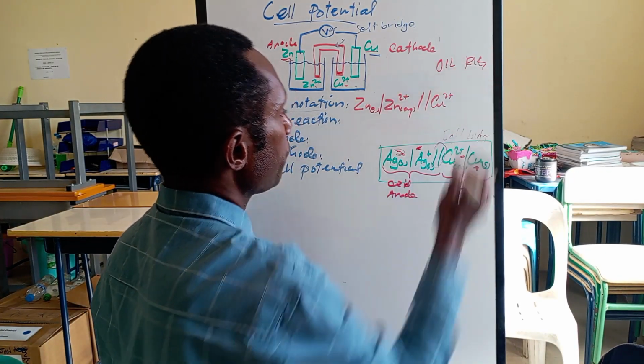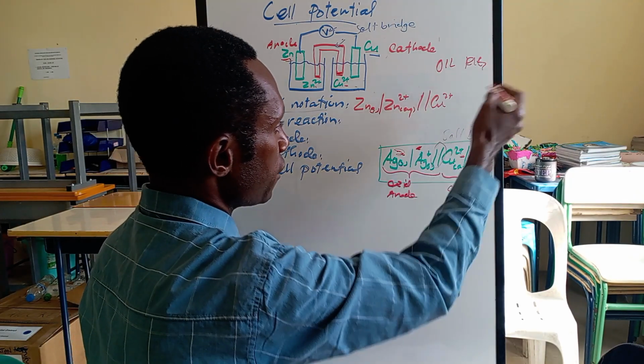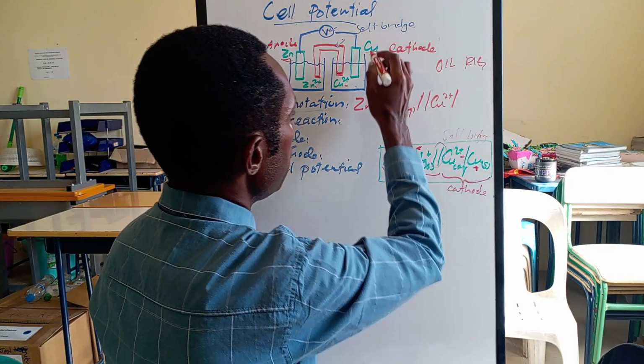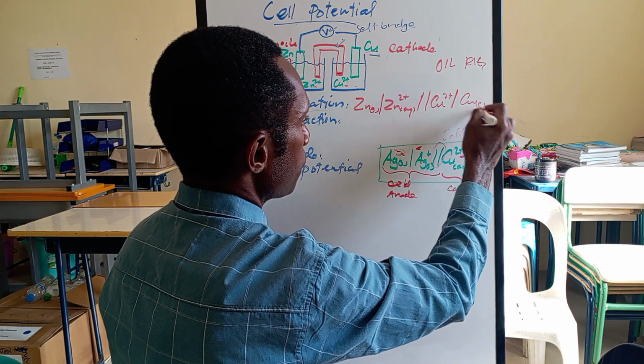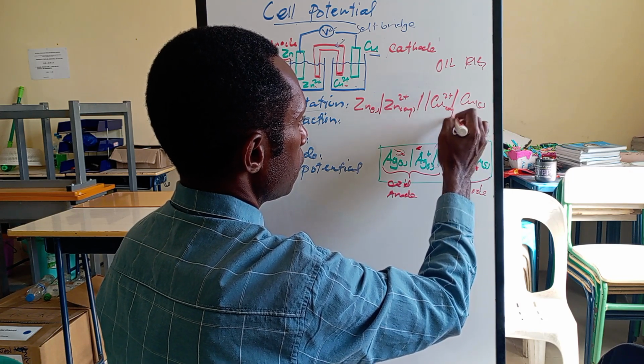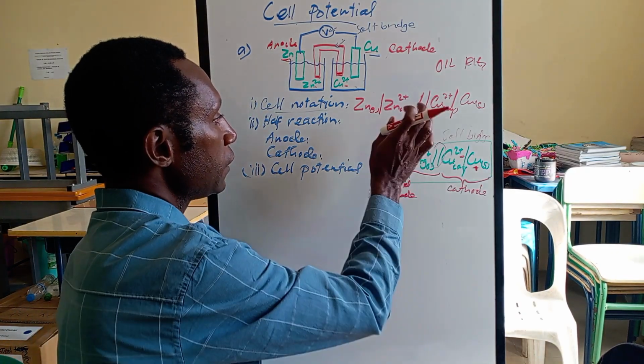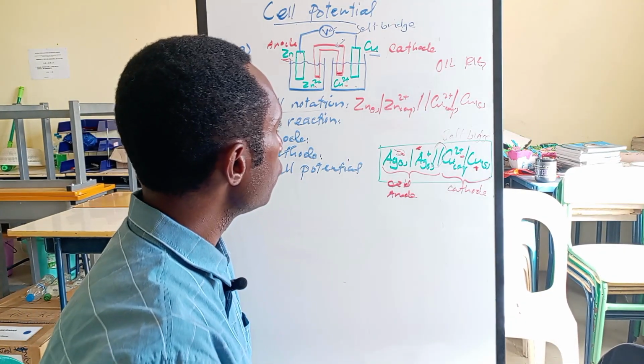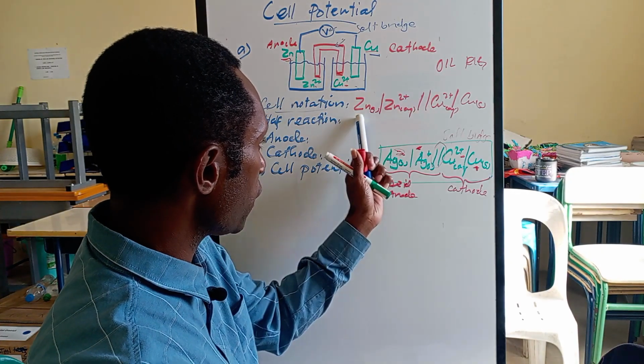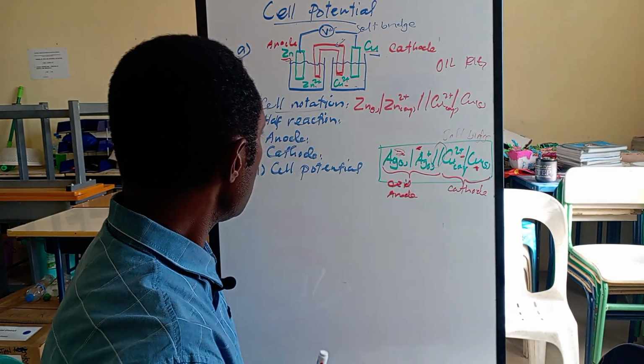Reduction is gain, or we write "oil rig". Use this to remember: oxidation is loss, reduction is gain. And then put a line, and then that's what the product was, Cu solid. Alright, good, done. You get 1 mark already for this. That's how you identify the anode and cathode, and you write the cell notation.